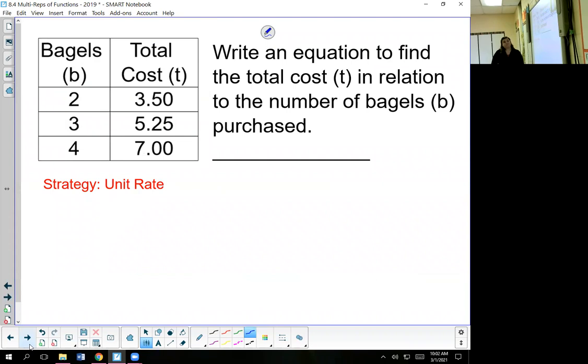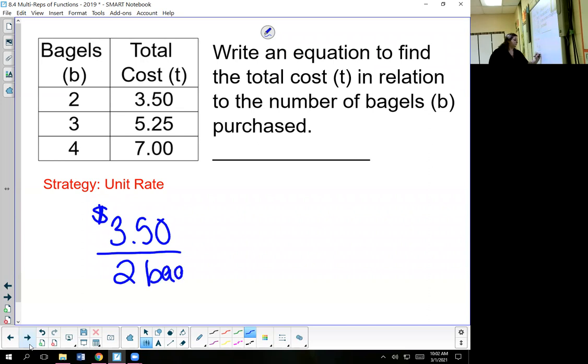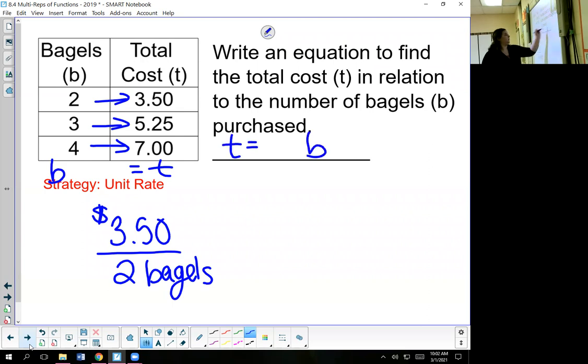Same thing here. If I was to find this, again, strategy is find the unit rate. I want to know the relationship between the total cost and the number of bagels. So let's figure out what one bagel costs, and then I'm good. So if I take $3.50 for 2 bagels, let's figure out, again, how I'm going from here to here, here to here. So I'm going from B to get my T. So T equals something B.